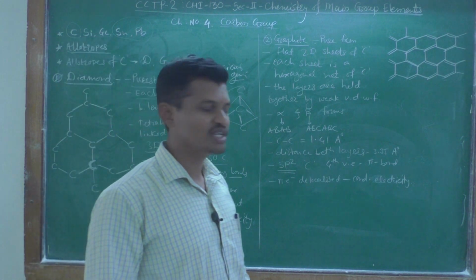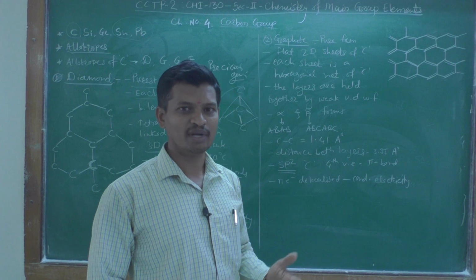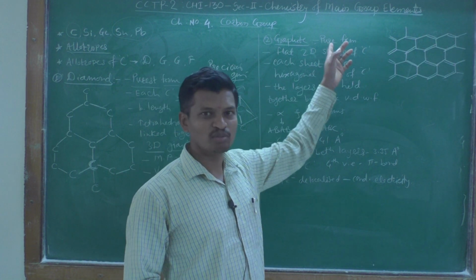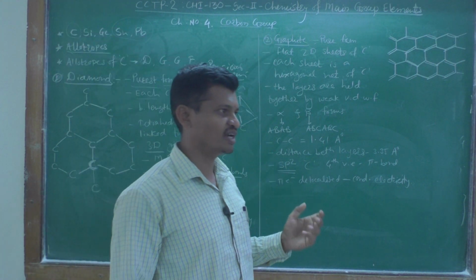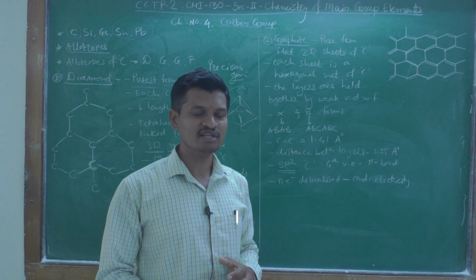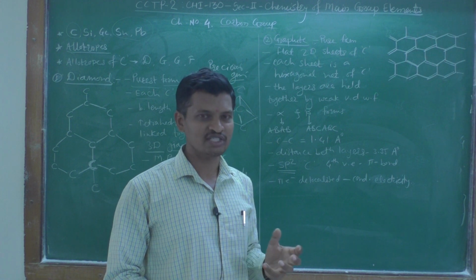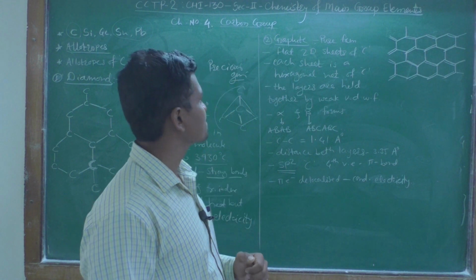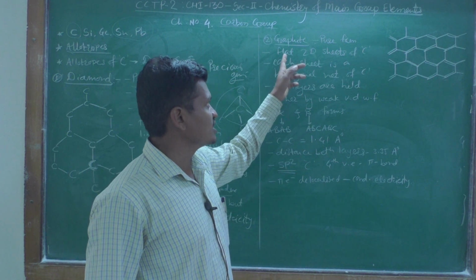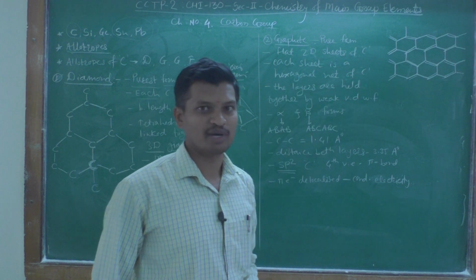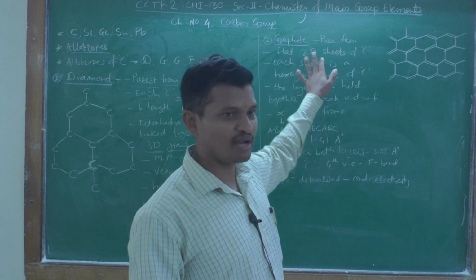Now the next one is graphite. Graphite is the second allotrope of the element carbon. It is again one of the purest forms of carbon. Graphite is lustrous in nature, but it has a grayish or blackish color. The structure of graphite consists of flat 2-dimensional sheets of carbon atoms. Flat 2-dimensional sheets. So diamond is 3-dimensional, but graphite is 2-dimensional.